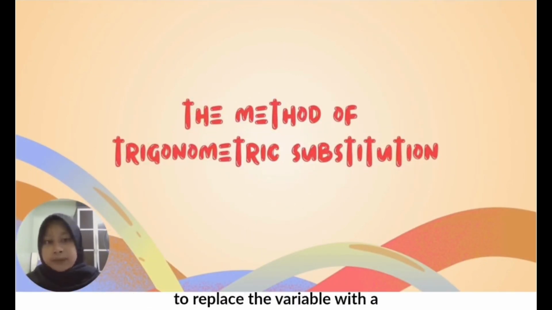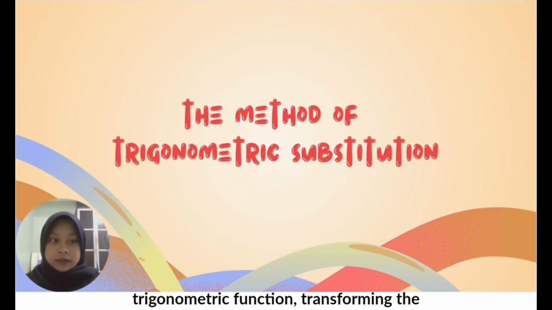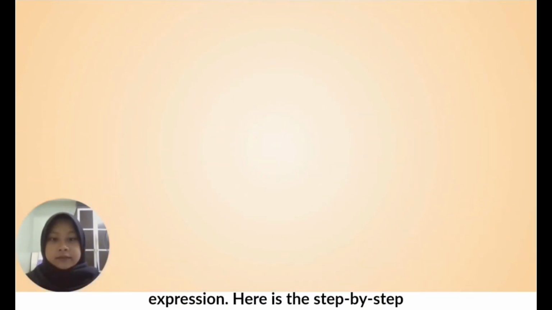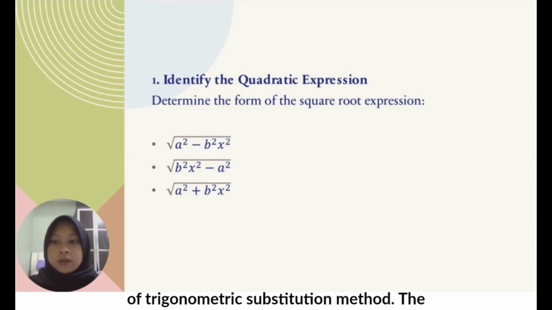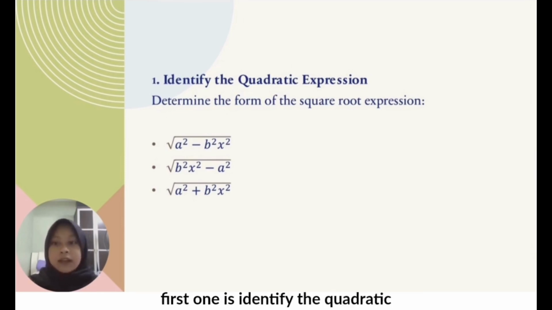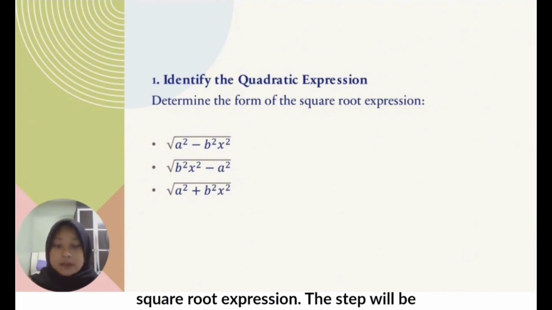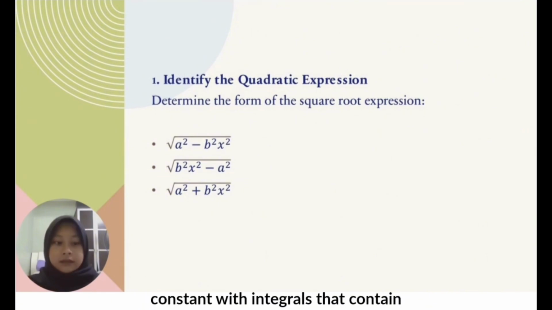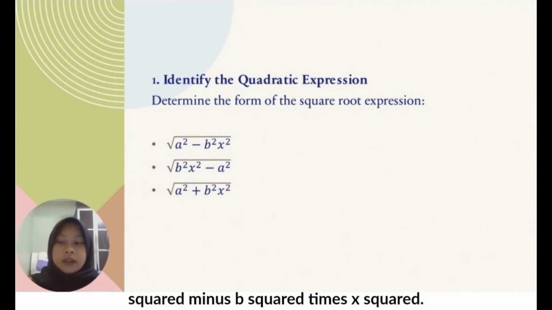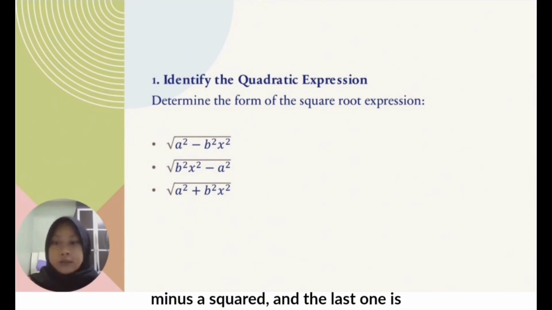The idea is to replace the variable with a trigonometric function, transforming the square root into a simpler trigonometric expression. Here is the step-by-step of the trigonometric substitution method. The first one is identify the quadratic expression. Determine the form of the square root expression. To start, we will be concerned with integrals that contain expressions of the form square root of a squared minus b squared times x squared, square root of b squared times x squared minus a squared, and the last one is square root of a squared plus b squared times x squared, in which a and b are positive constants.